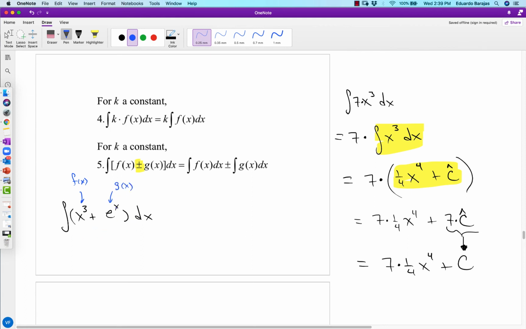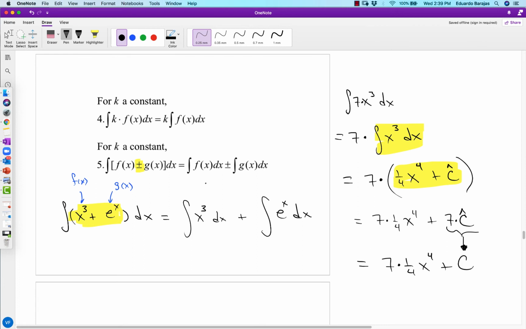So instead of dealing with one big ugly equation like that, the sum of two functions, we can separate them. Property 5 says that we're allowed to separate this as the integral of x to the third dx plus the integral of e to the x dx. Okay, so that's always true whenever we have an addition or subtraction of two different functions. We can separate them. That's a very useful property.